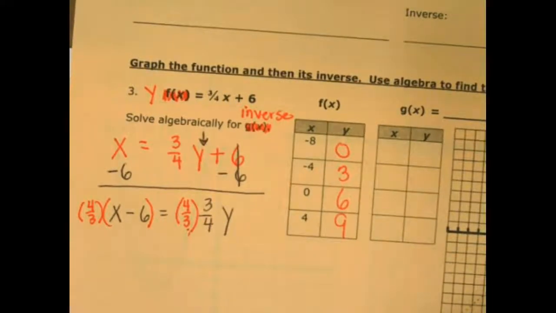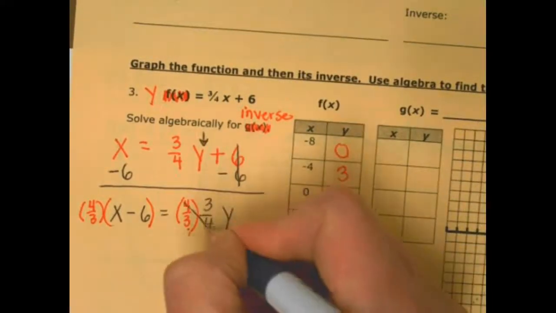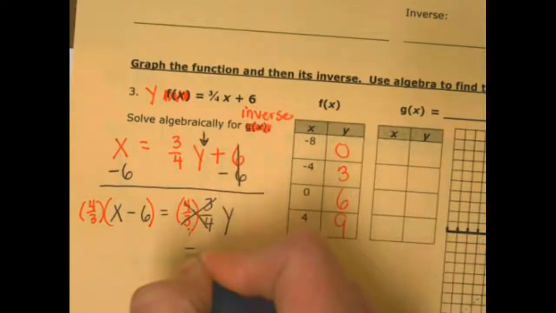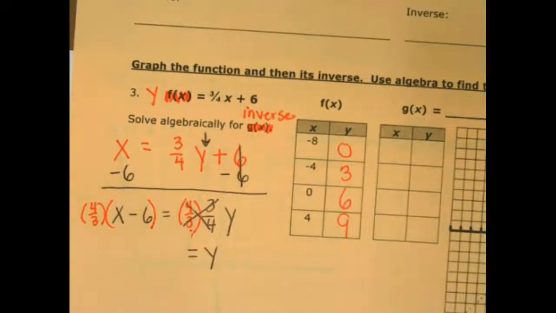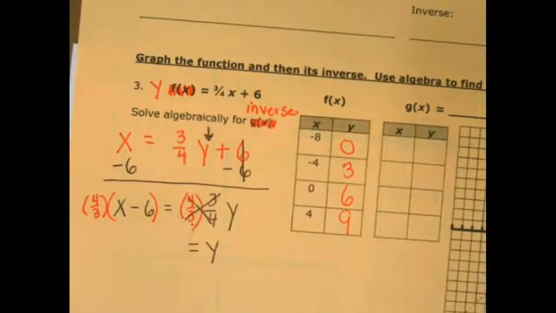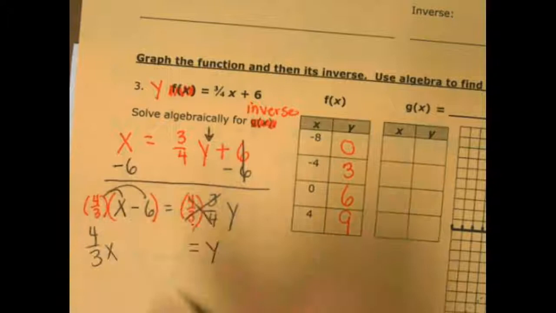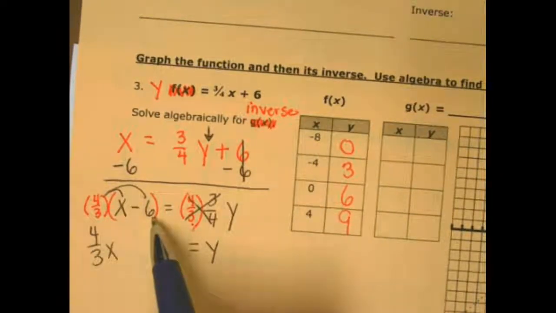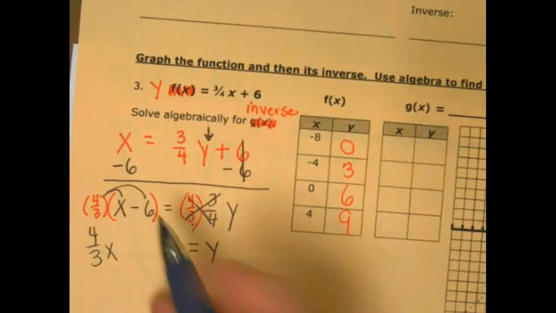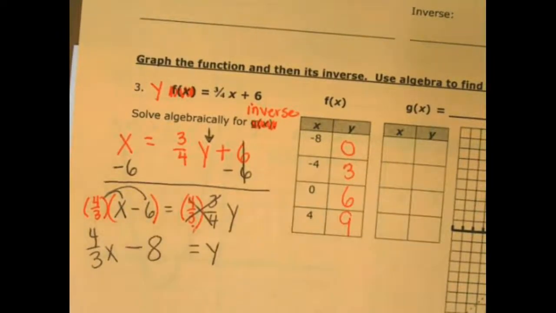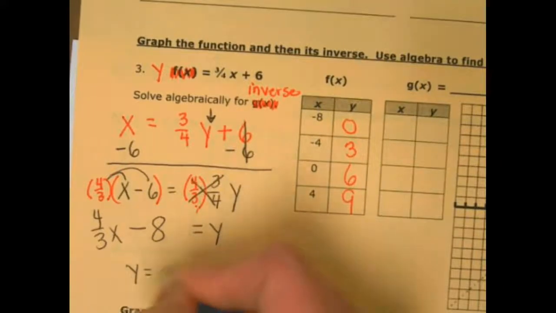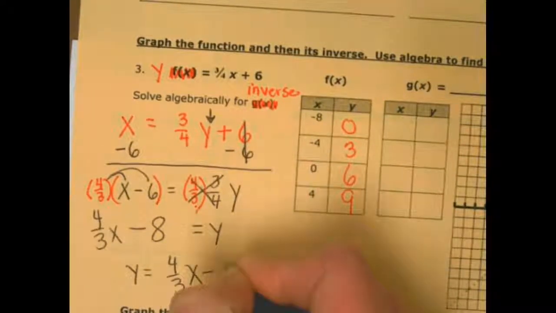Now, the reason you multiply by 4/3 is so that the 4's cancel and the 3's cancel. And over here, you have to distribute. And so that's going to be 4/3 x. When you multiply 4/3 times 6, 4 times 6 is 24. 24 divided by 3 is 8. You can do that with your calculator. That is the inverse. Y is equal to 4/3 x minus 8.